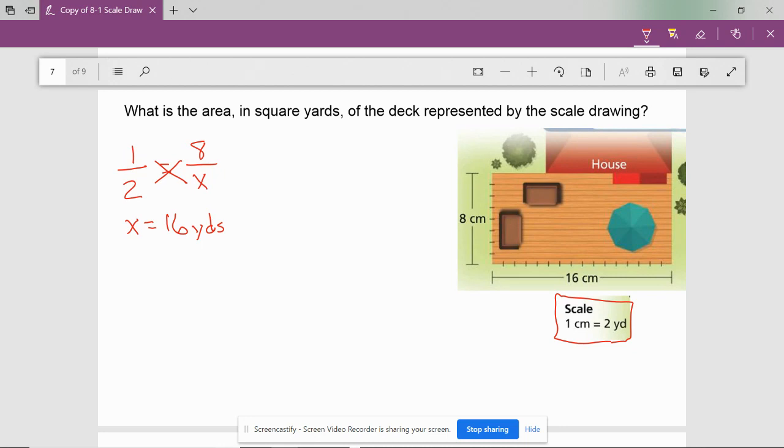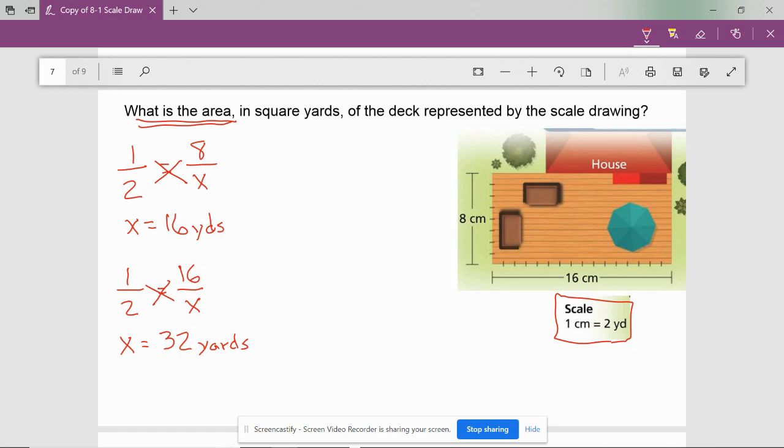So we still have our scale of 1 centimeter to 2 yards. That's going to be equal to 16 centimeters to our unknown. So cross multiply, we get x equals 2 times 16 is 32. That's 32 yards. Okay, but that's not what it's asking us. We need to get these measurements because it is asking us what is the area.